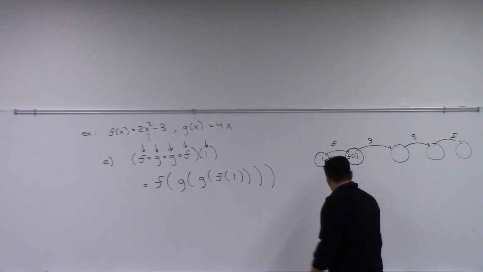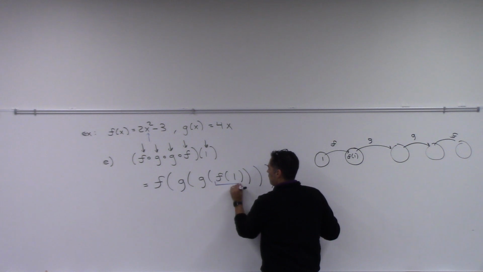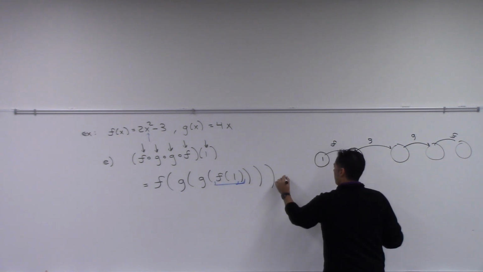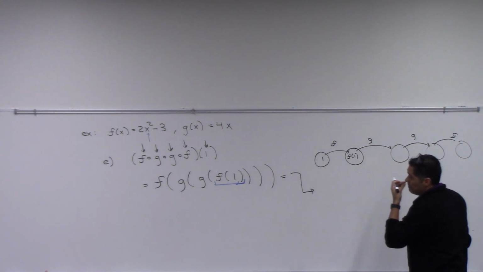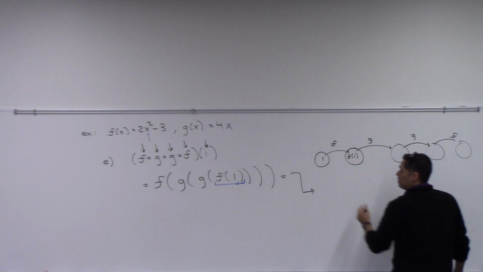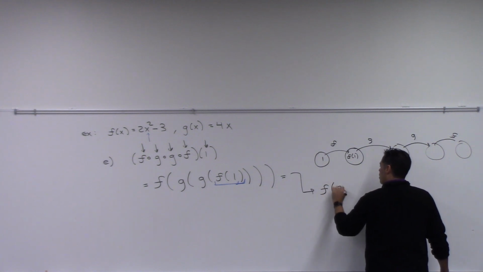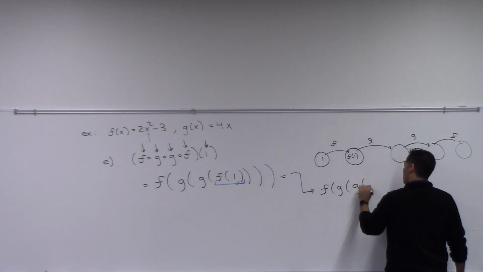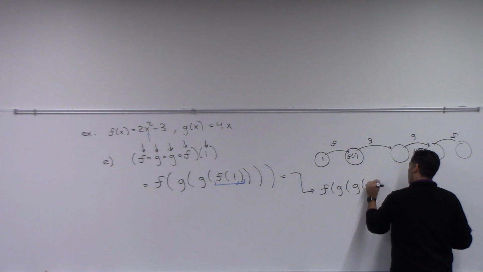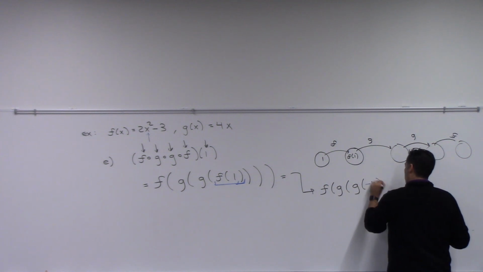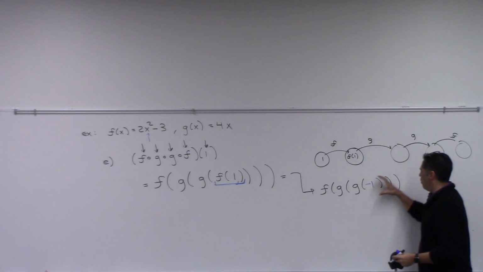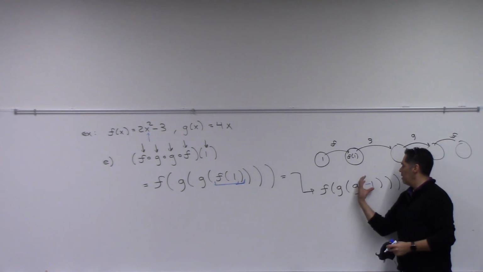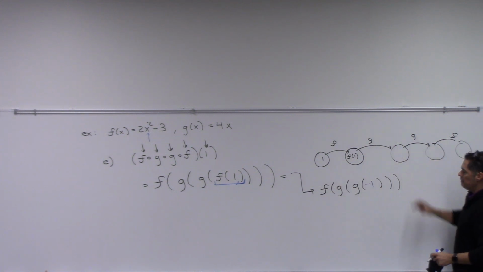All right, so just take these one at a time. What's F of 1? We've got to figure out what that is. What happens when you plug 1 into F? You get -1. So you get F of G of -1. You have to have the same number of parentheses going this way as this way. So I have 3 of them this way, 3 of them this way.